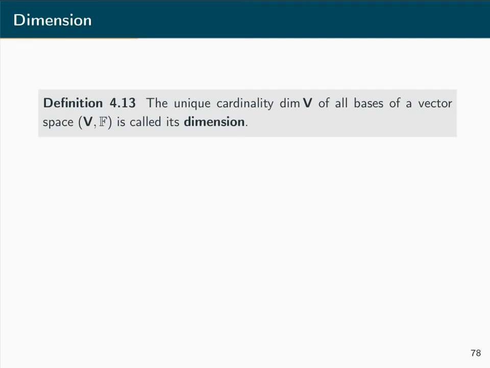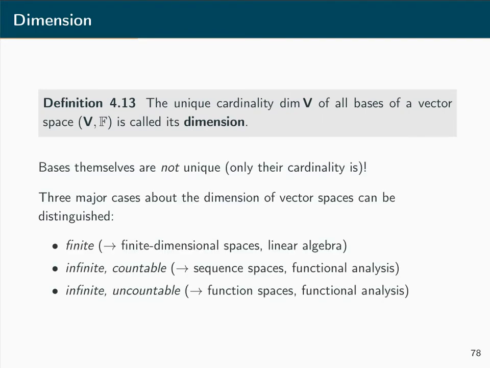Based on the result of Theorem 4.12, that for a given vector space, every basis must have the same cardinality, it makes sense to state Definition 4.13, saying that this unique cardinality of all bases of a vector space is called the dimension of the vector space, and it's denoted dim V. Note that bases themselves are not unique, as they are sets of vectors. Only the cardinality of these sets is unique.